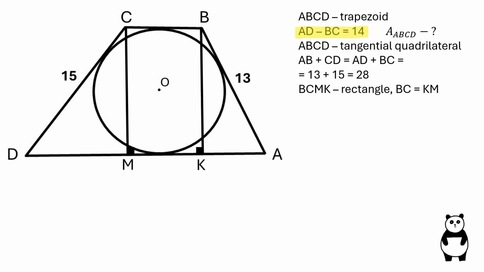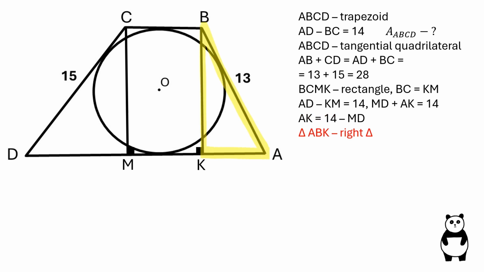And since AD minus BC is equal to 14, AD minus KM is also equal to 14. Therefore, MD plus AK is equal to 14. AK is equal to 14 minus MD.